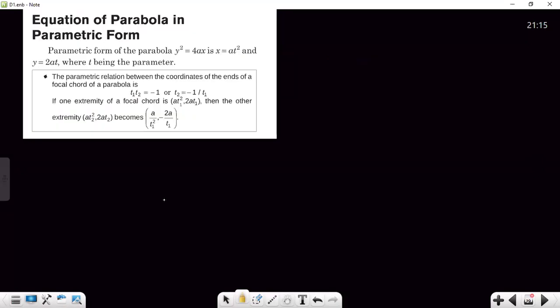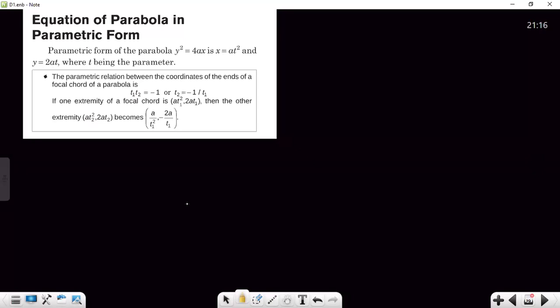Okay. So next is the parametric form of equation. As we know, for the form y square is equals to 4ax, simply you will relate x with at square and y with 2at, where t is the parameter.